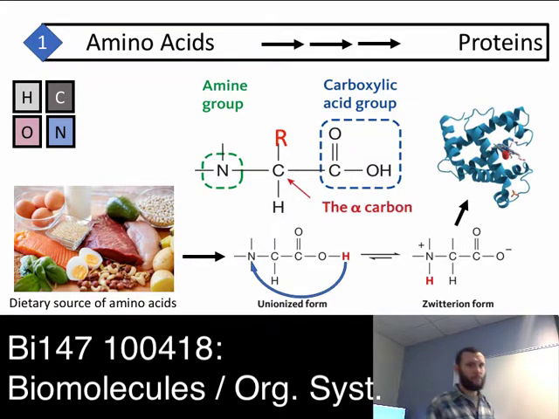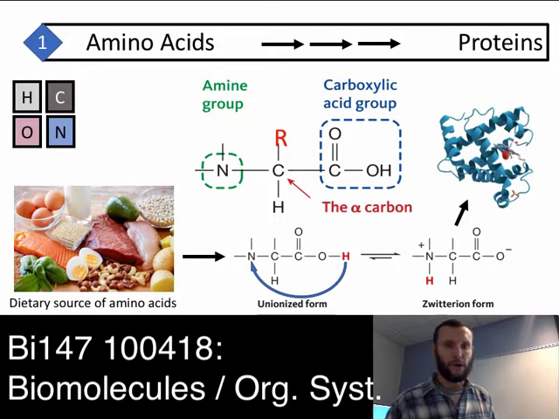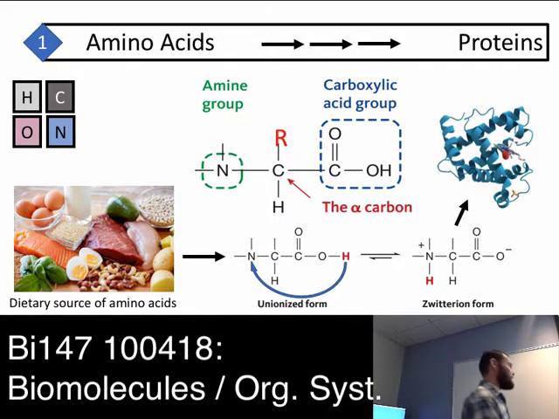Let's start with protein. Proteins are made of amino acids. And the general structure of an amino acid has a carbon backbone attached to an amine group. Amine refers to nitrogen. It's called an amino acid because this group over here is called a carboxylic acid.